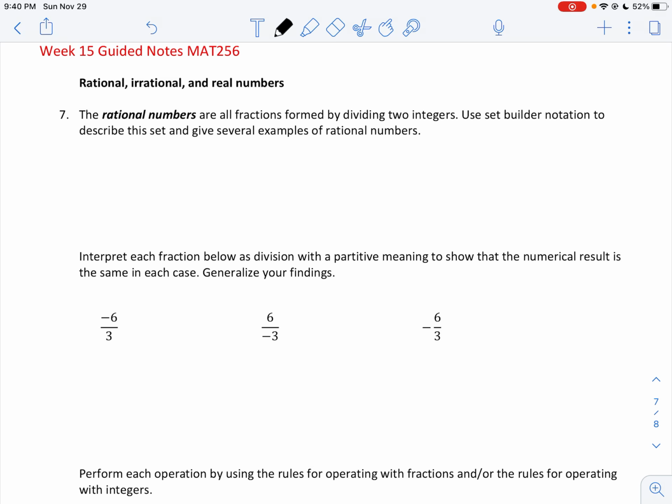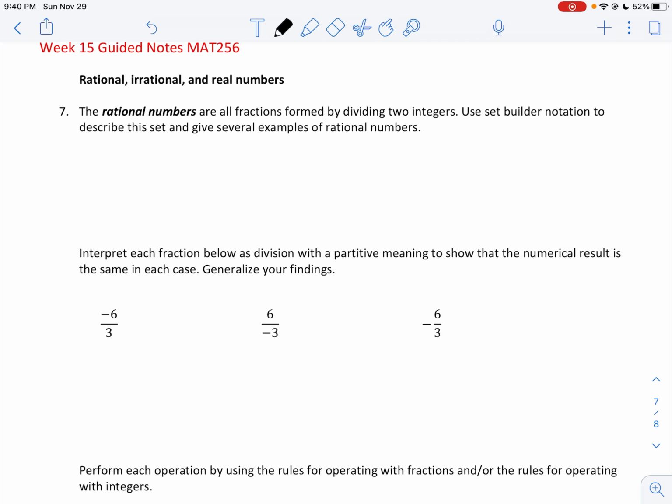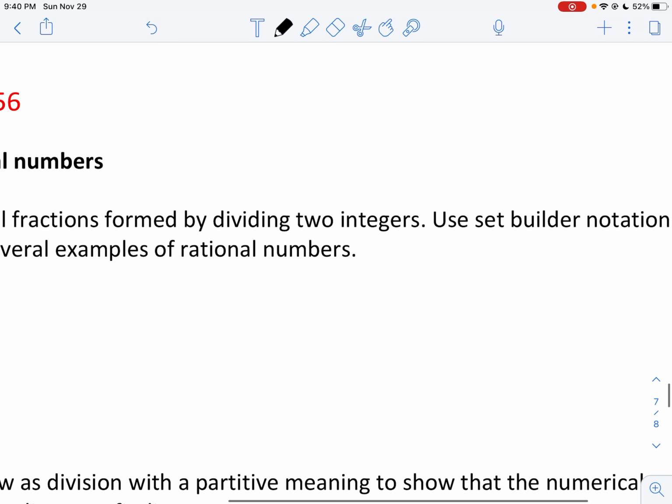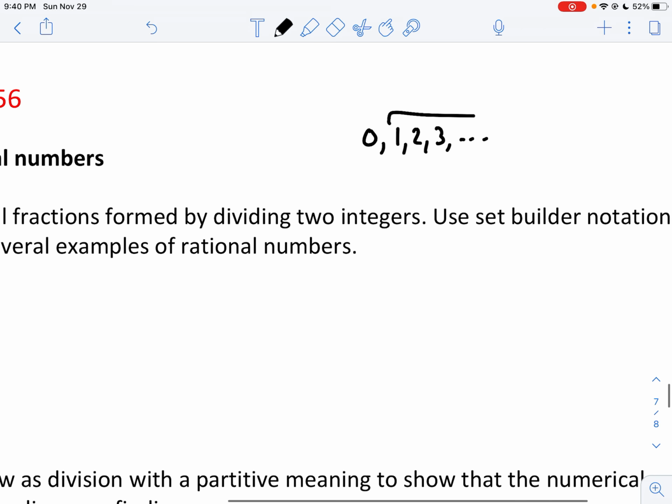Okay, now let's move on to discussing rational, irrational, and real numbers. The rational numbers are all fractions formed by dividing two integers. Now remember what the integers are. It's important that you know these terms. When I say integers, I'm talking about all the counting numbers. 0 is in there as well.